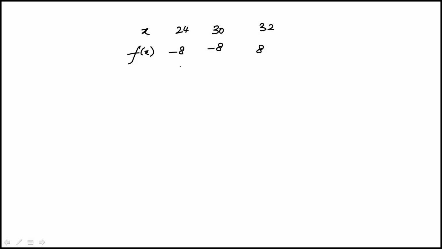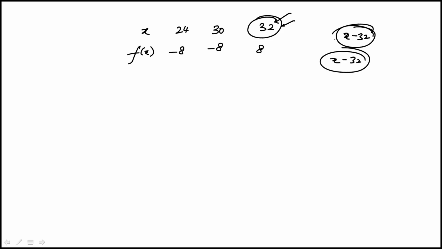So one way to do this question is to plug in these values. And if you look at the answer choices, we have x equal to 32 as an input, and two of the choices have x minus 32. And so when we replace x with 32, those two terms would become 0. And I notice that's the case for C and D.